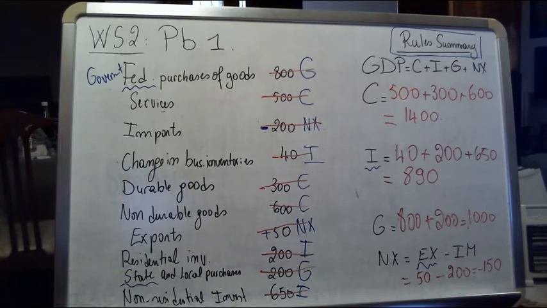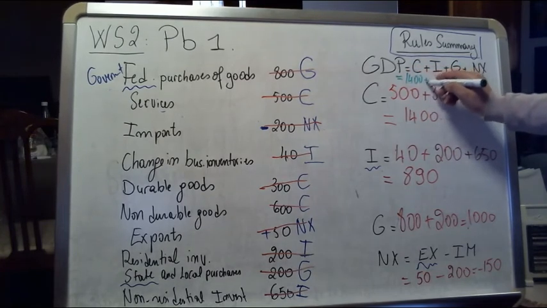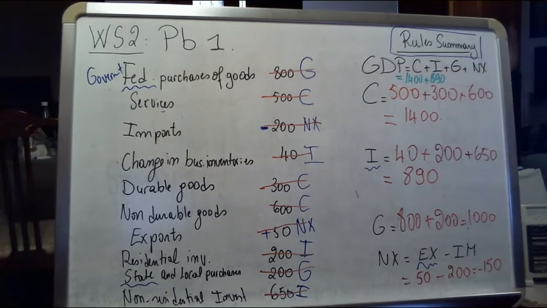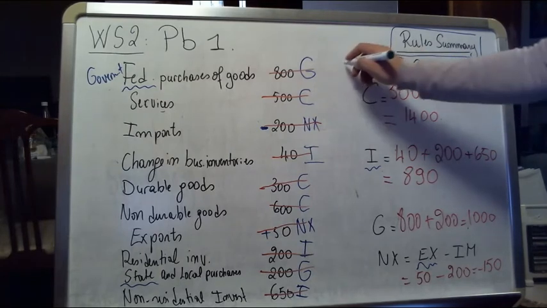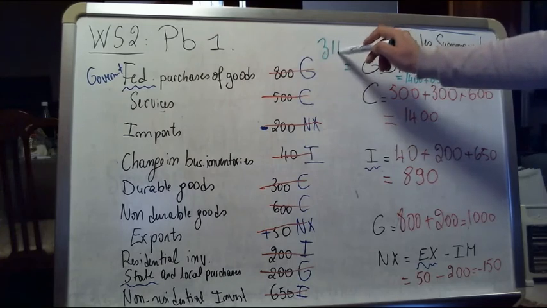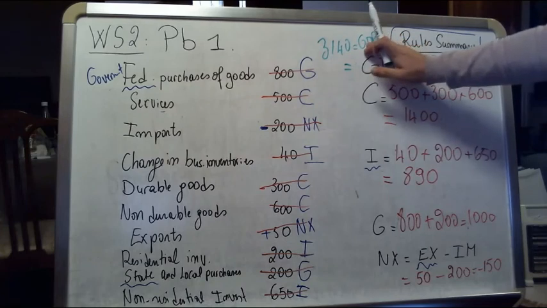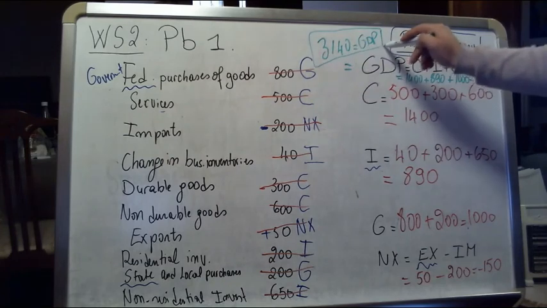All right, finally, GDP equals C, which is 1,400, plus 890 investment, plus 1,000 government expenditures, minus 150. GDP equals 3,140. 3,140. This is GDP.